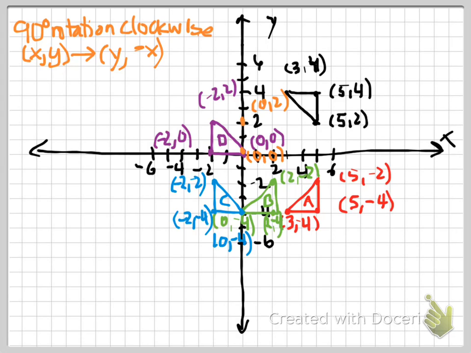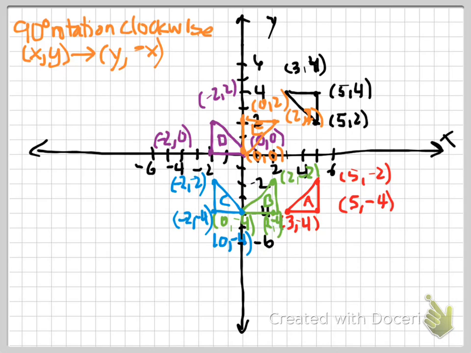And then we have -2, 2. So we're going to swap 2, -2, and then we're going to take the -2 and multiply it by -1. And -2 times -1 is +2. So we're at 2, 2 on that one. And that's the last one, E.